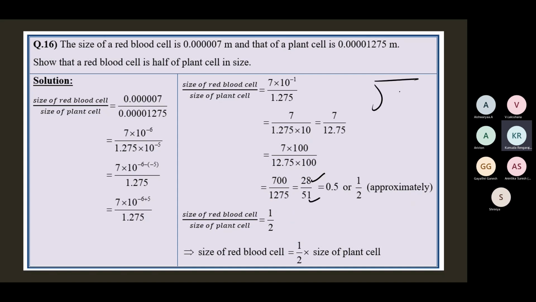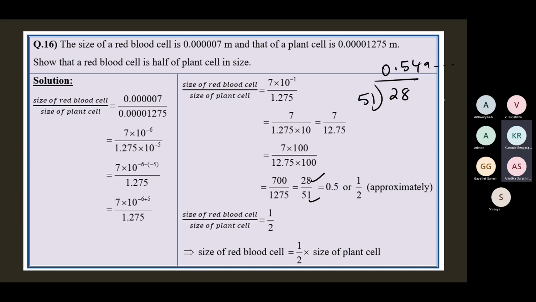Now we actually divide 28 by 51. We actually divide. And the division does not come to an end. So we get 0.549. It goes on like that. So you can find up to 2 or 3 places. That's enough.